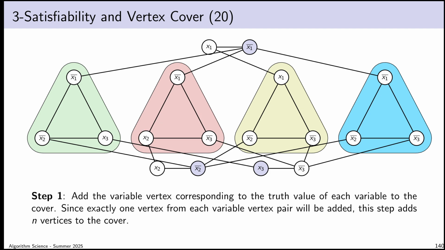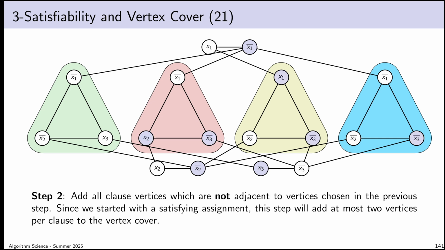So this vertex x2 is not in the vertex cover. This vertex not x3 is also not in the vertex cover. So step 2 is take all of the vertices in clause triangles that are not adjacent to something in the cover and add them. So I do that. These two vertices are not adjacent to things that I added in step 1. These two vertices are not adjacent to things I added in step 1. And this vertex is not adjacent to something that I added in step 1.